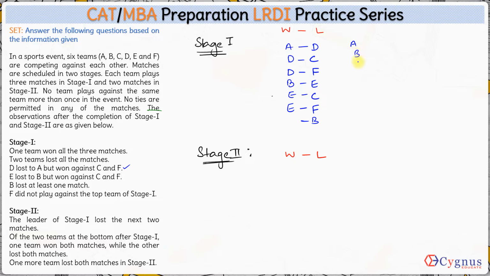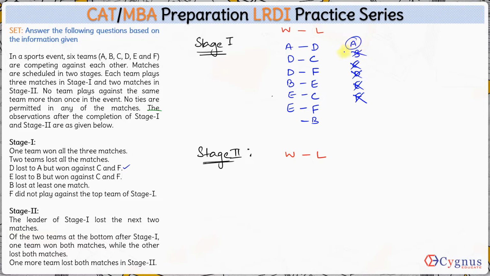Who can be the top team here? Out of A, B, C, D, E and F, who can be the top team? Let's see. B we know has lost at least 1 match, so B cannot be the top team because the top team will be the one who has won all the 3 matches. C also has lost 2 matches, C cannot be the top team. D also has lost at least 1 match here, D cannot be the top team. E has lost 1 match, E cannot be the top team. F has lost 1 match, F cannot be the top team here. So that means the top team has to be A. A has won all its matches.